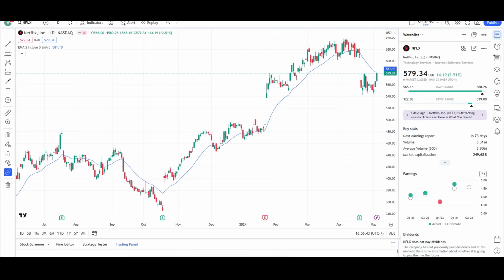What's up, traders? This is Vee Trades, and today we'll be doing a technical analysis breakdown for Netflix with the ticker symbol NFLX. I will first be going over what I see in the daily chart and finish the video off with the weekly chart.